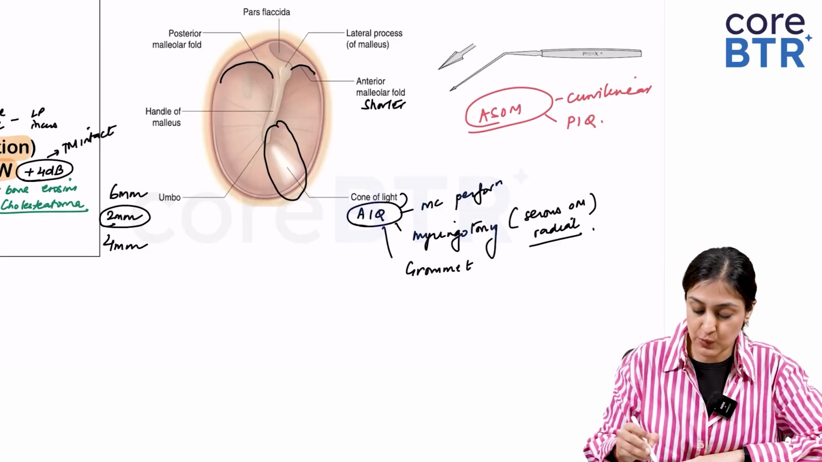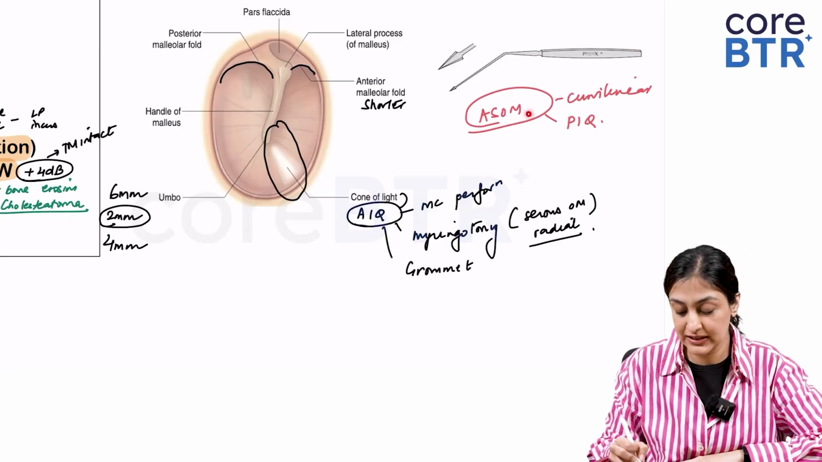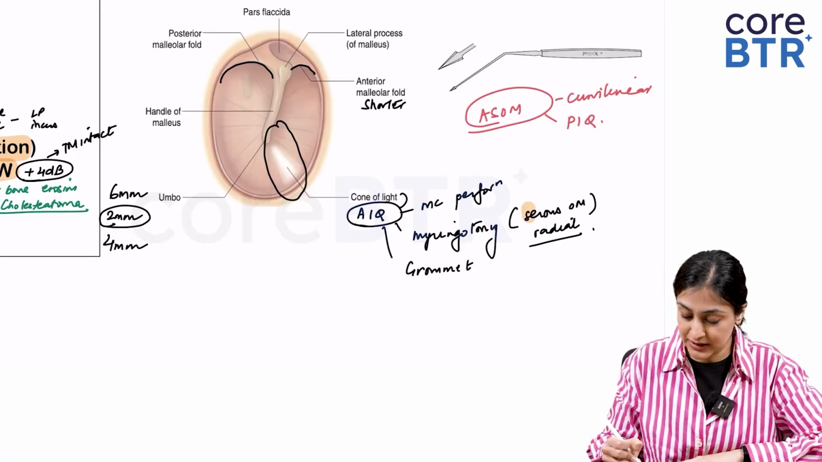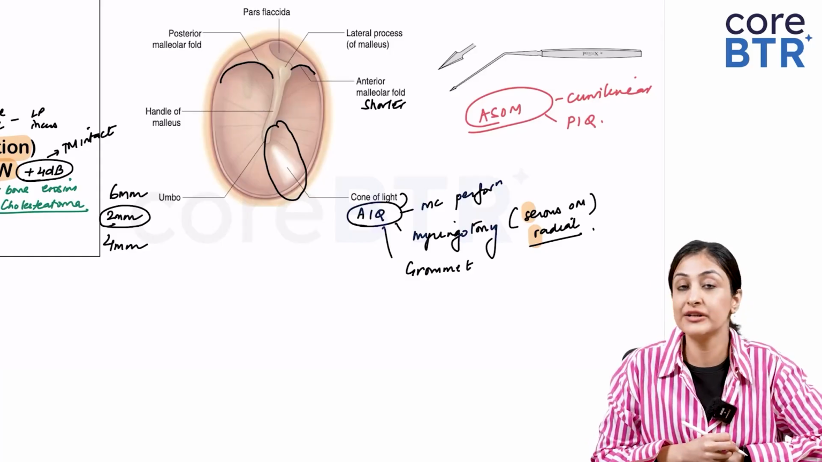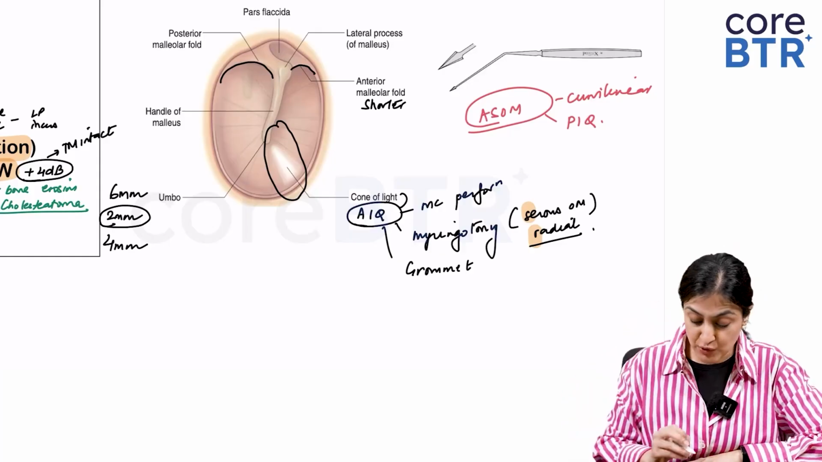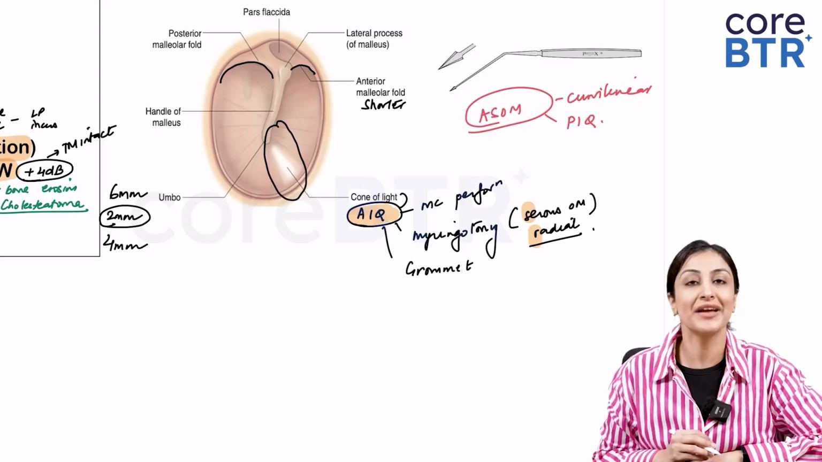Okay, so this is what a myringotome looks like. So this is the incision. Either you give a radial incision in serous otitis media, S and R are together, or you give a curvilinear incision in the posterior-inferior quadrant. Fine. So the moral of the story is AIQ most important, not AQI, AIQ, right?